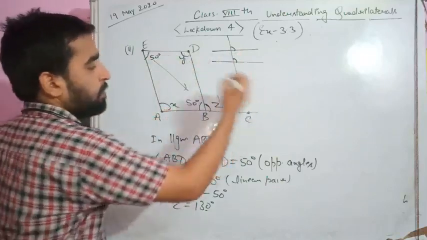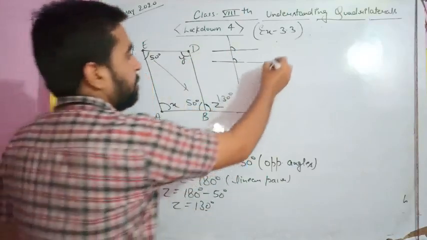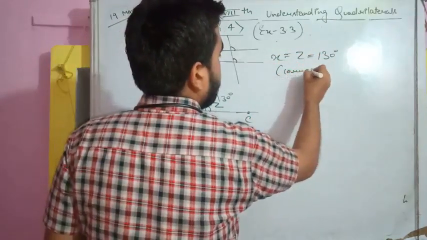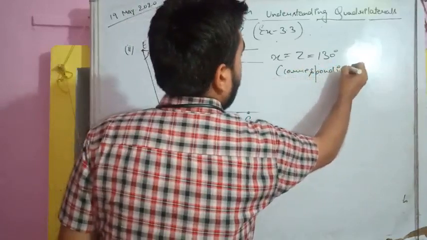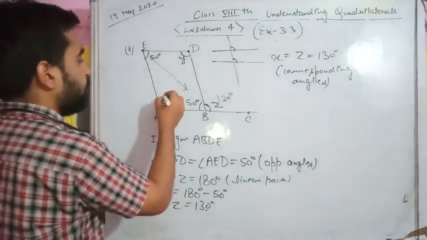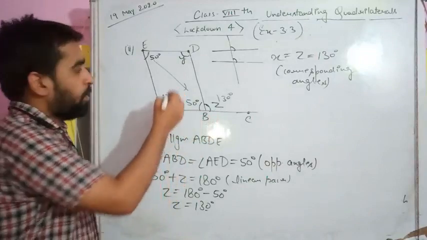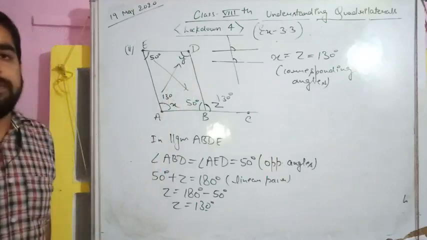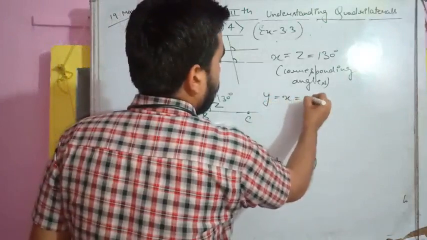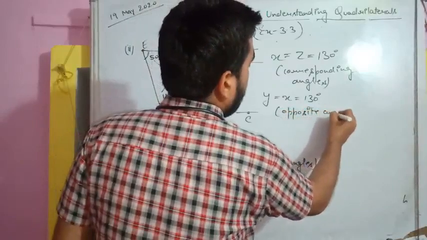Parallel lines, transversal is drawn, so z will be equal to x and z will be 130 by corresponding angle. So x is equal to z is equal to 130 degree. In bracket we will mention the reason, that is corresponding angles. Okay, so remember this property. Fine, so x we have calculated. Now what is the value of x? That is 130. Then y will be how much? 130, because opposite angles of parallelogram are equal. So y is equal to x is equal to 130, in bracket opposite angles of parallelogram.